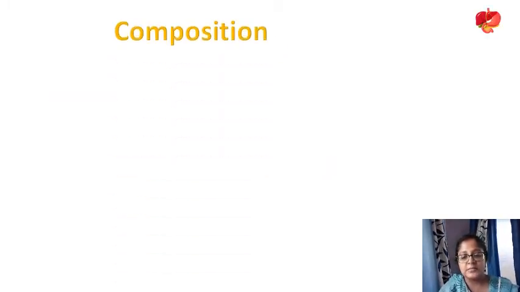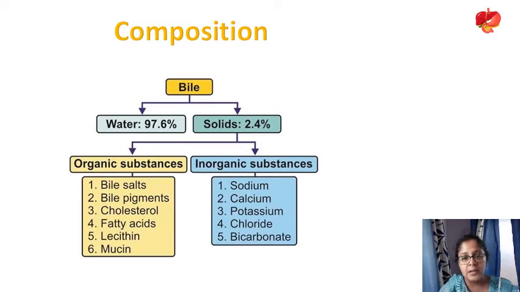First let us see the composition of bile. It has 97.6% water and 2.4% solid. Under this solid, you have the organic substances consisting of the bile salts, bile pigments, cholesterol, fatty acids, the phospholipid lecithin, and mucin. And inorganic substances, such as sodium, calcium, potassium, chloride, and bicarbonates.